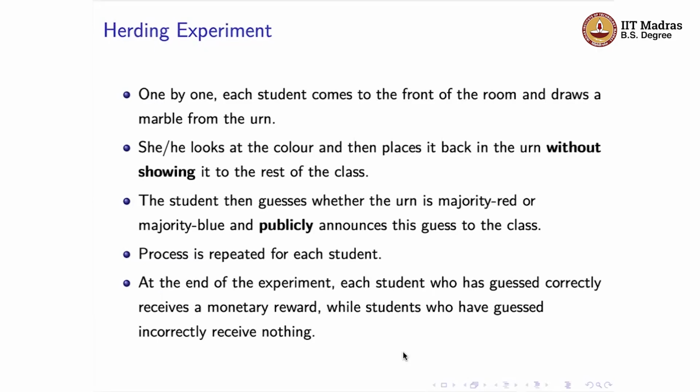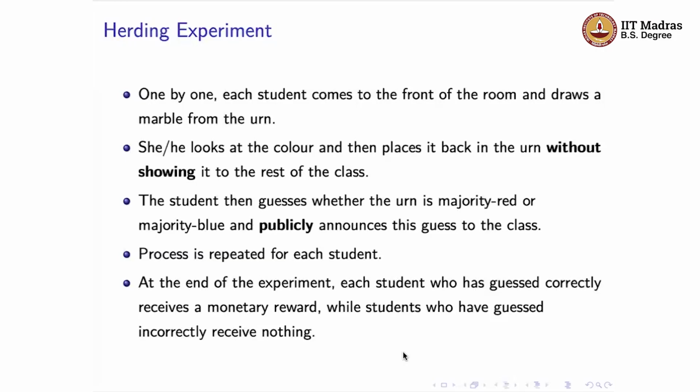So after the first student has come, the second student is going to come and, again, follow the same procedure: pick a marble, right? It does not get to observe what else is in the urn, right? Based on that, it has to make a guess whether it's majority red or majority blue, and then again make this guess publicly in class, right?